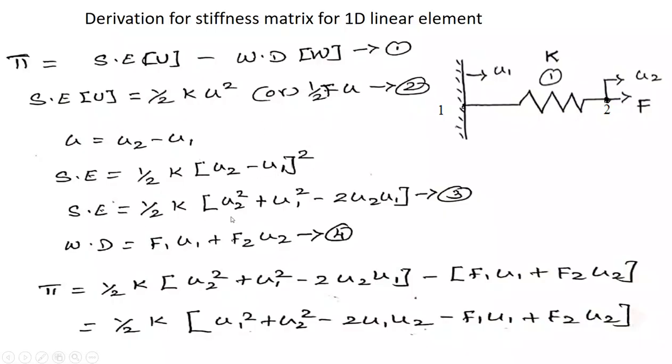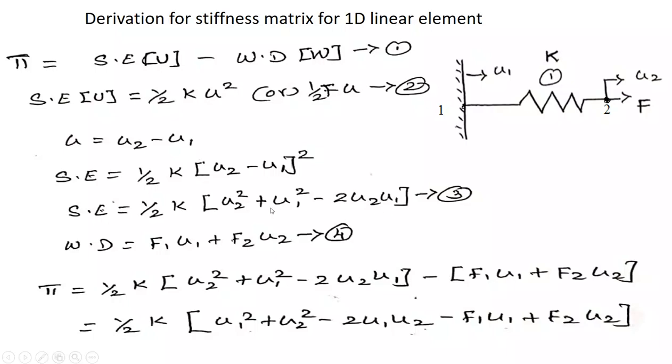Then the U2 minus U1 whole square is taken as the (A minus B) whole square formula: A square plus B square minus 2AB. So for that, the strain energy equals half K times U2 square plus U1 square minus 2 U2 U1.